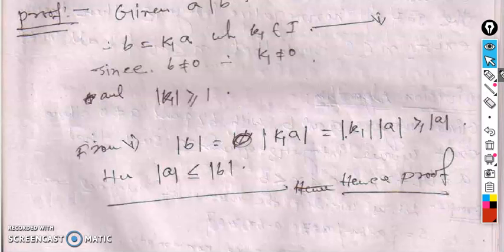The proof is complete. Mod a is less than or equal to mod b, or you can say that mod b is greater than or equal to mod a.